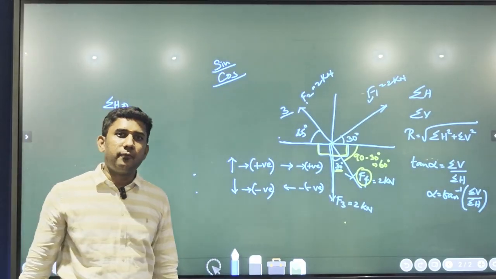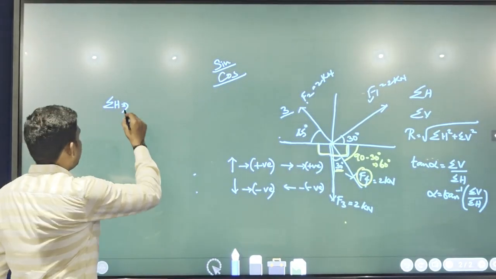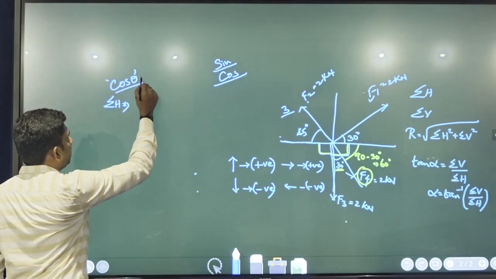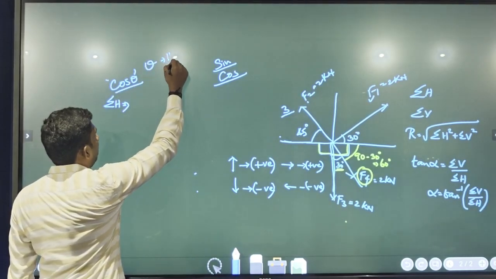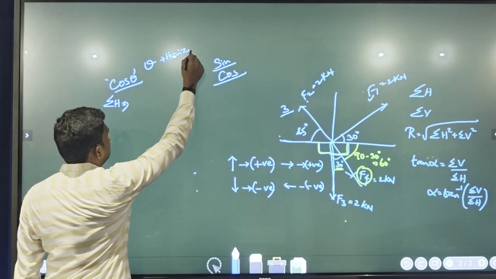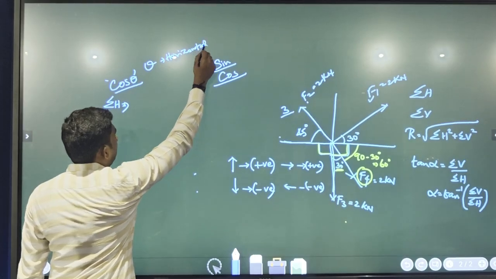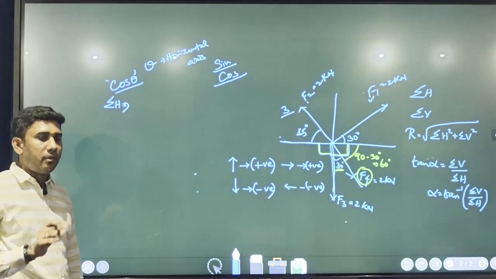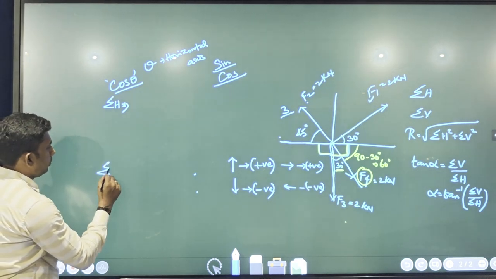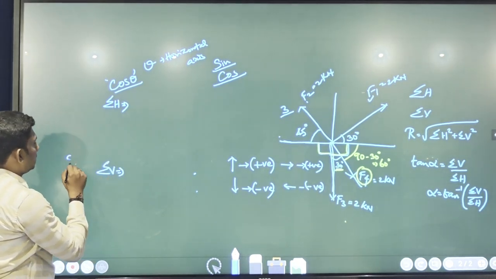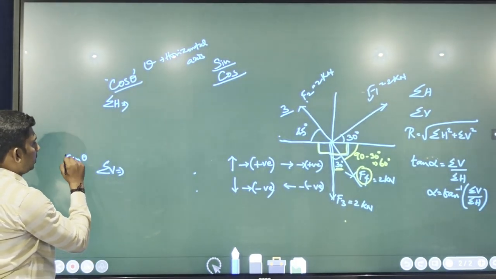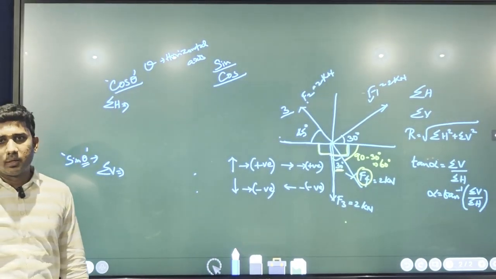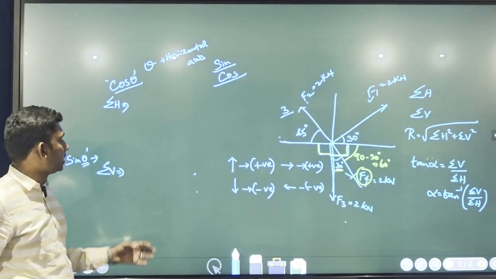If I consider horizontal resolution, I can consider only cos theta if I have the angles with respect to the horizontal axis. I can take only cos theta if I have the theta value taken from the horizontal axis. Whereas if I want to go with summation V, I can use sine theta, so that the same angle lies with respect to the horizontal axis. Let us see an example for the same.